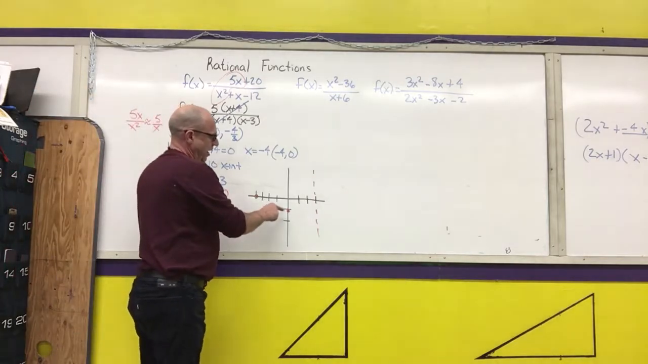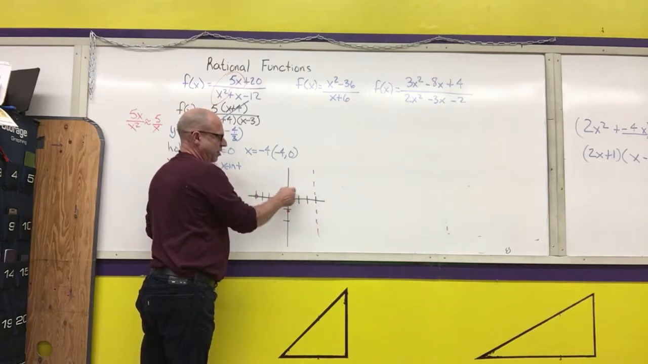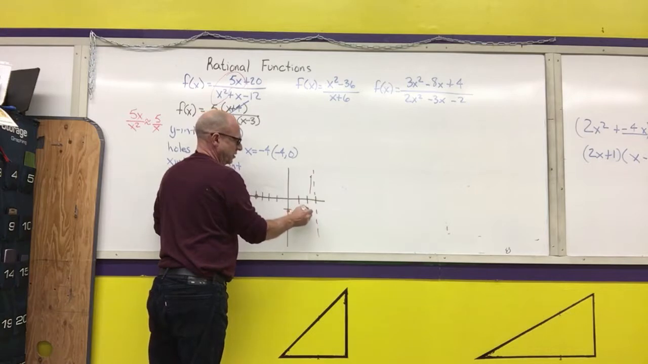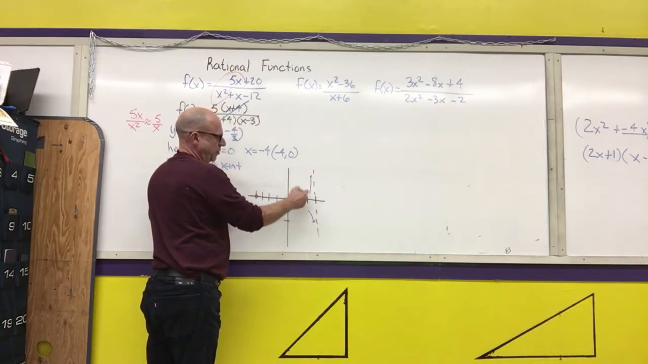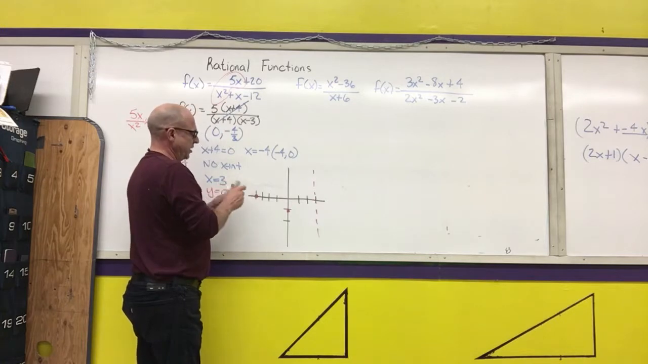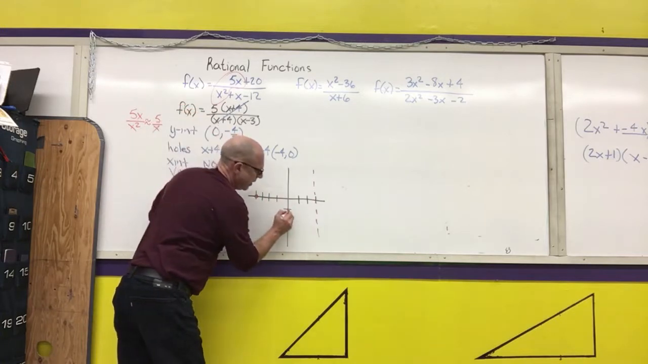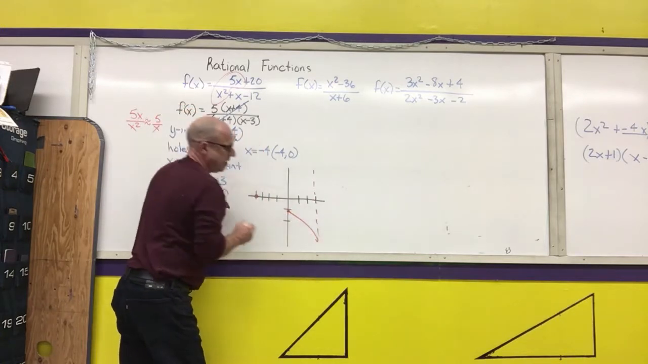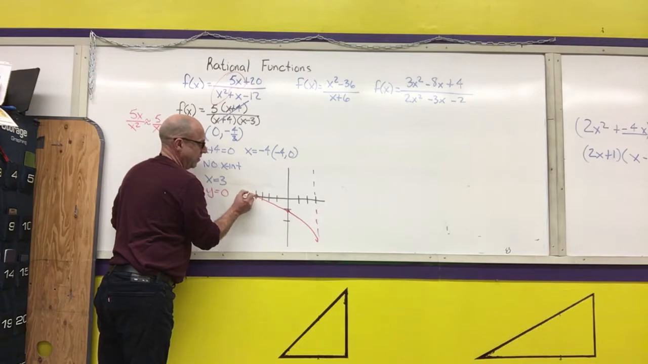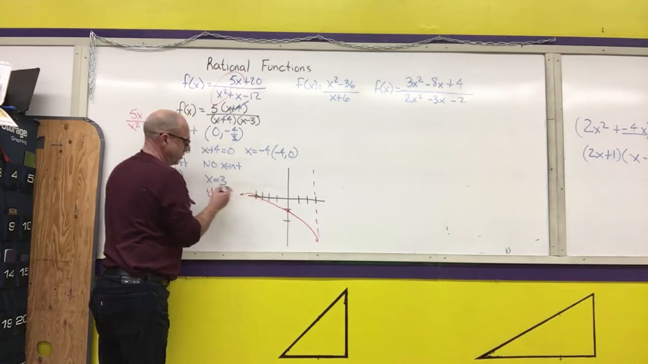And I know that I have to approach this vertical asymptote either going this direction or this direction. Well, if this graph is going to approach it from this direction, I would have had an x-intercept right here in this positive range, and I don't have one. So from that piece of information, I know my graph has to go down and approach that asymptote. I also know that my graph has to come up and go through that hole, and then approach x equals 0.